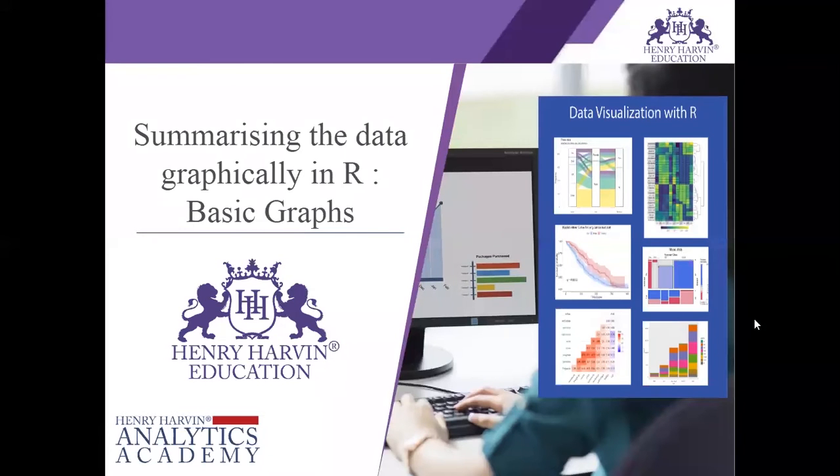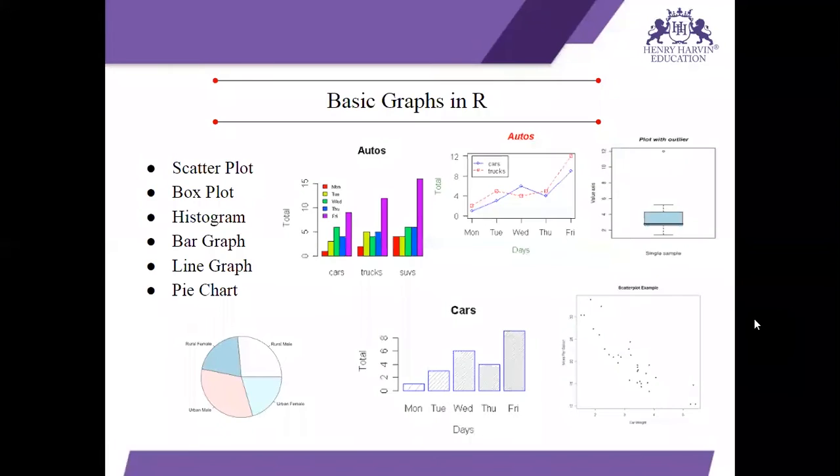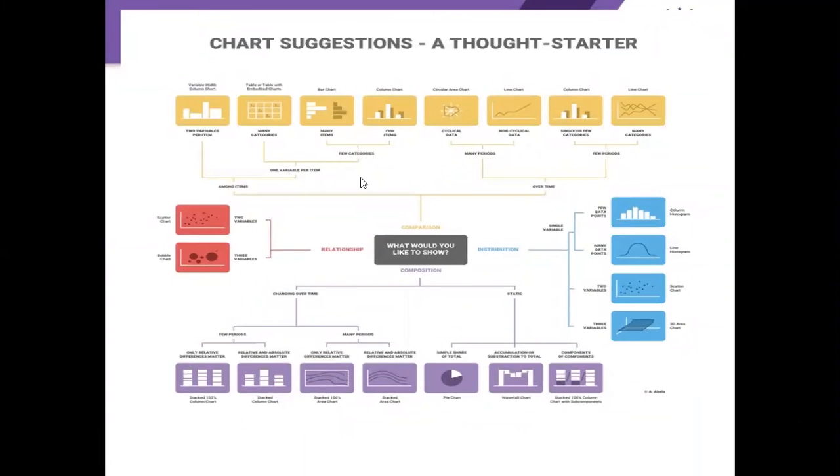Summarizing data using basic graphs in R. Some of the base graphs that are used in R are scatter plot, box plot, histogram, bar graph, line graph, and pie chart. Selection of graph depends upon what you would like to show through your graph.